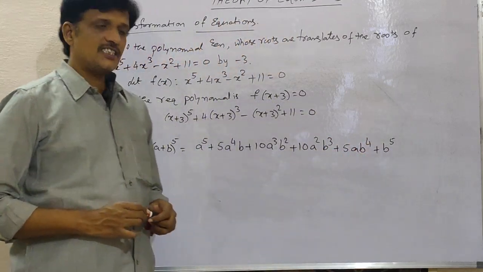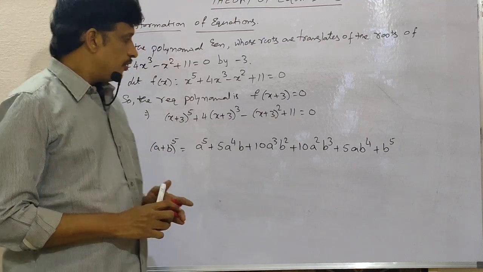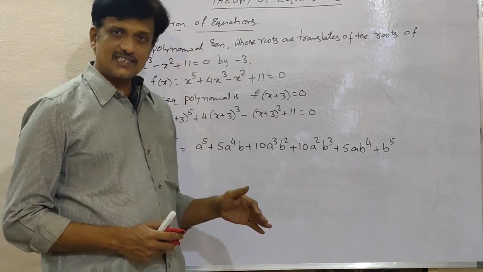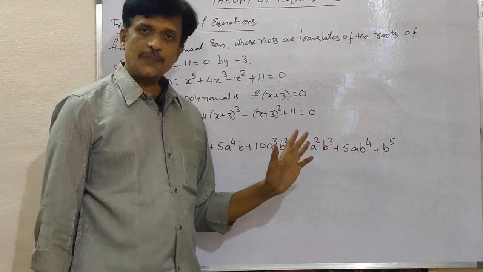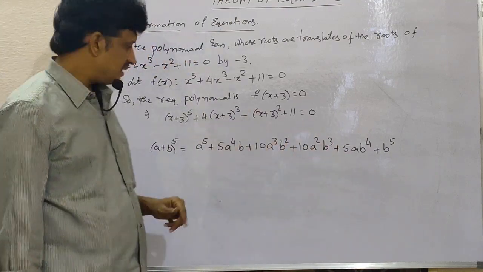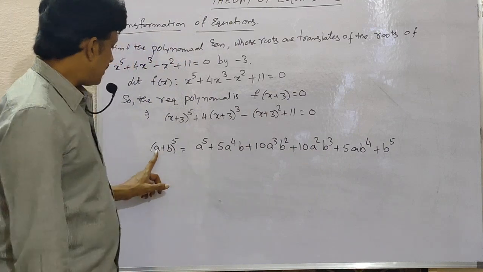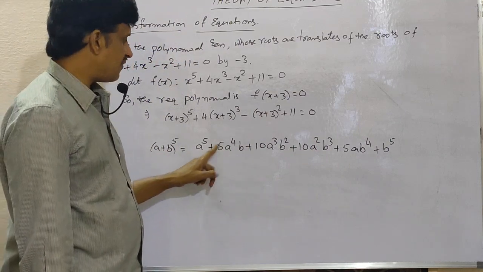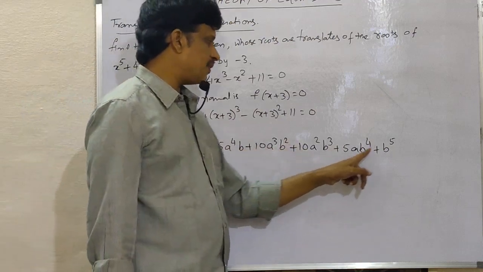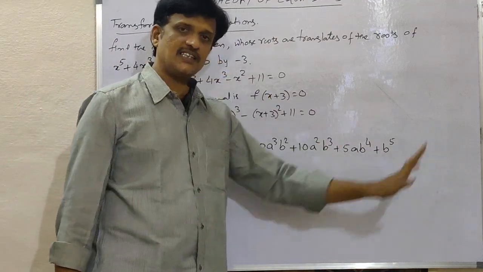Like this, you will get the expansion of a plus b whole power 5. In binomial theorem, we'll discuss this one. So here the coefficients are 1, 5, 10, 10, 5, 1. By using Pascal triangles, you can derive these coefficients. And you can observe gradual decrement in the index of the first one, that is a power 5, a power 4, a power 3, a power 2, a power 1 and a power 0. That is why a is not there.